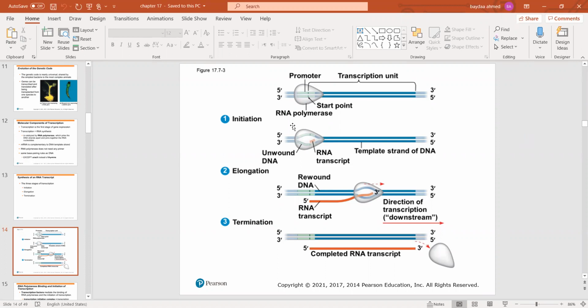Initiation: after RNA polymerase binds to the promoter, the polymerase unwinds the DNA strands and initiates RNA synthesis at the start point on the template strand. In elongation, the polymerase moves downstream, unwinding the DNA and elongating the RNA transcript in the 5' to 3' direction. After transcription has occurred, the DNA strands reform a double helix. In termination, eventually the RNA transcript is released and the polymerase detaches from the DNA.